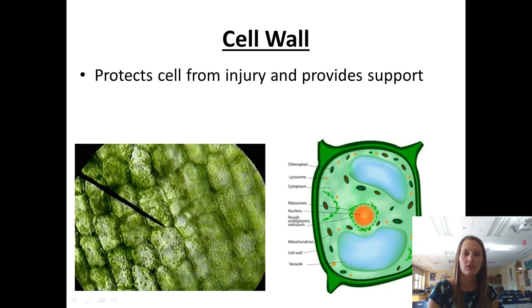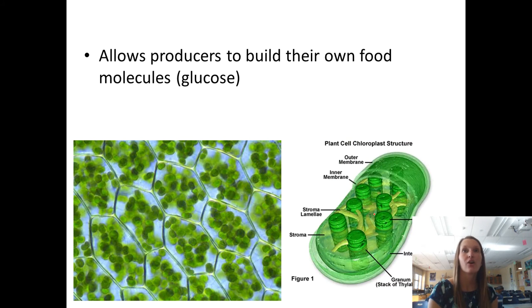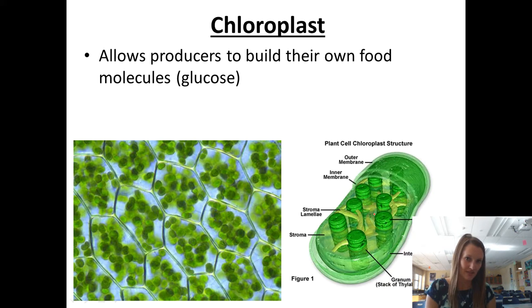Okay, so moving down our chart, next one, also plant cells, is chloroplasts. So if you look at it, animal cells will not have a chloroplast. Chloroplasts are only found in producers that can make their own food. So chloroplasts, it says, allows producers to build their own food molecules, which is glucose. So you learned about glucose sugar, that C6H12O6, last chapter. That's what chloroplasts are making during the process of photosynthesis, which we will be going into more detail later this year.